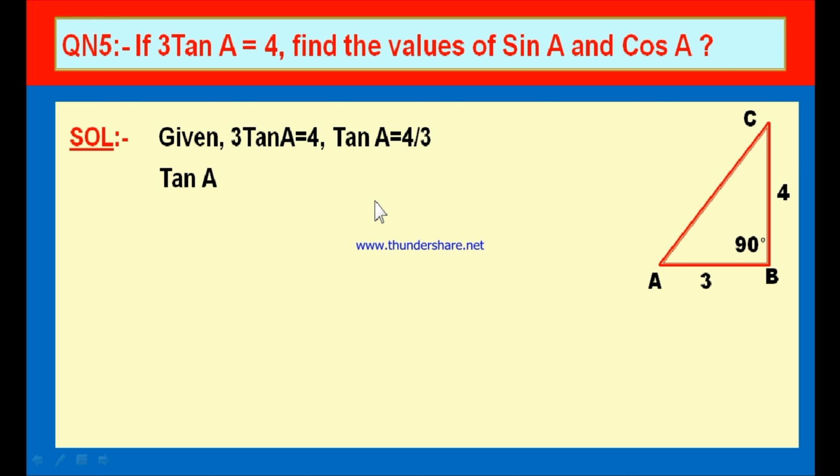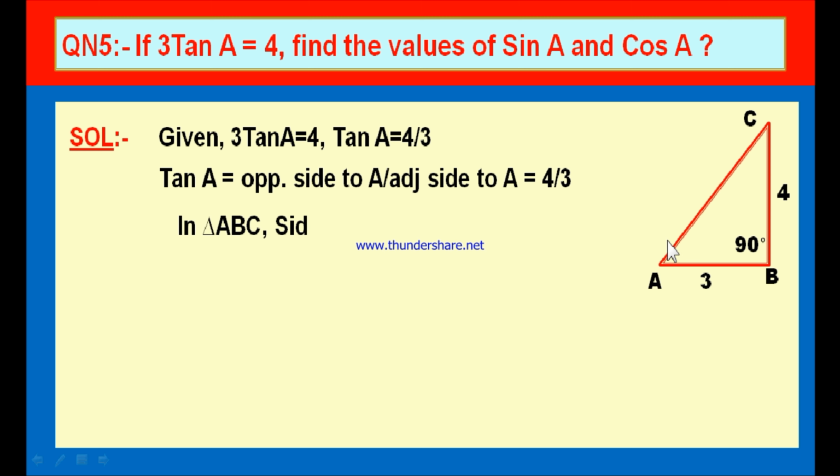Now let us write the formula for tan A. Tan A is equal to opposite side to angle A by adjacent side to angle A. For this angle A, if the opposite side is 4 units, then its adjacent side is 3 units, isn't it? The ratio between opposite side to A by adjacent side to A is 4 by 3. Therefore, if opposite side is 4 units, then adjacent side to A is 3 units. Therefore, for angle A opposite side, let BC is equal to 4, then AB is equal to 3. Clear?